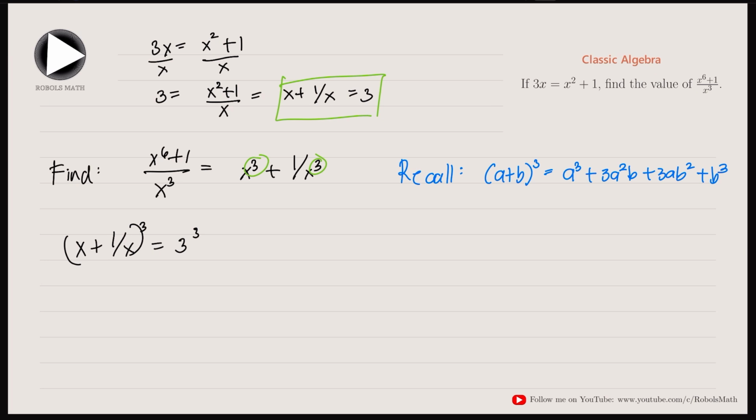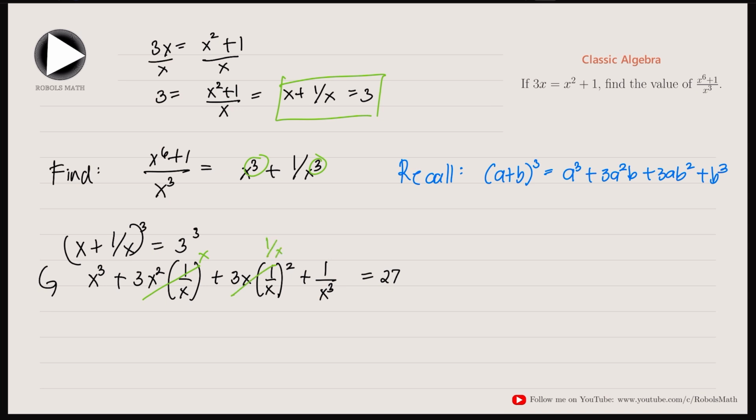If we apply that formula to this one, we get x cubed plus 3x squared times 1 over x plus 3x times 1 over x squared plus 1 over x cubed. And the right side would be 3 cubed or 27. If we multiply x squared and 1 over x, we just get x. 3x times 1 over x quantity squared gives us 3 over x. So this one simplifies to x cubed plus 3x plus 3 over x plus 1 over x cubed equals 27.